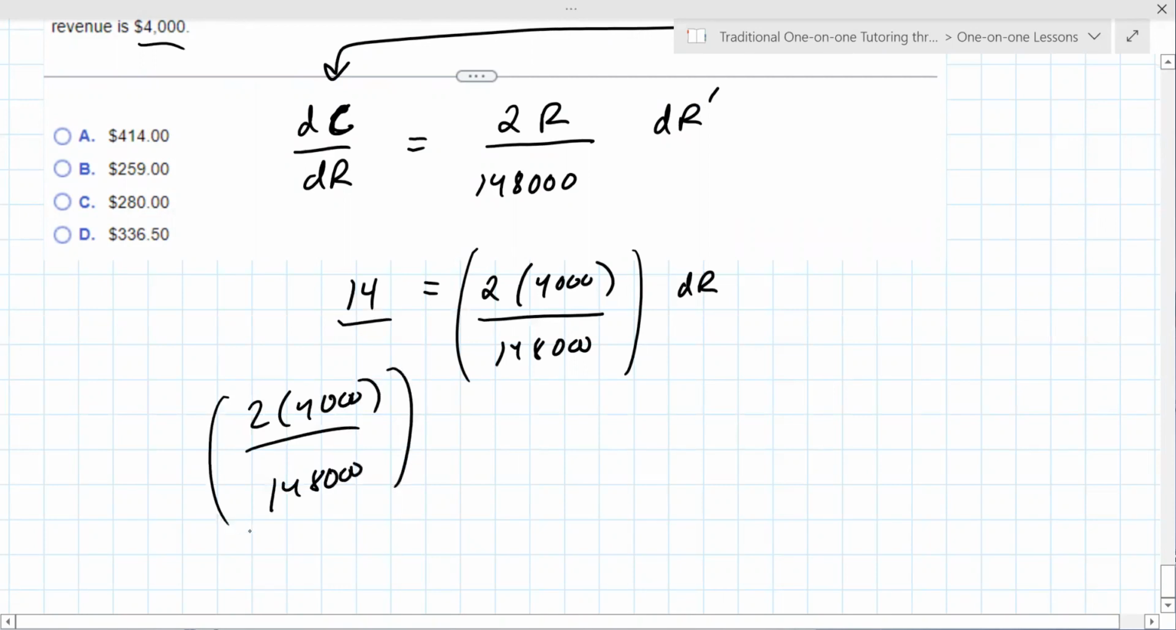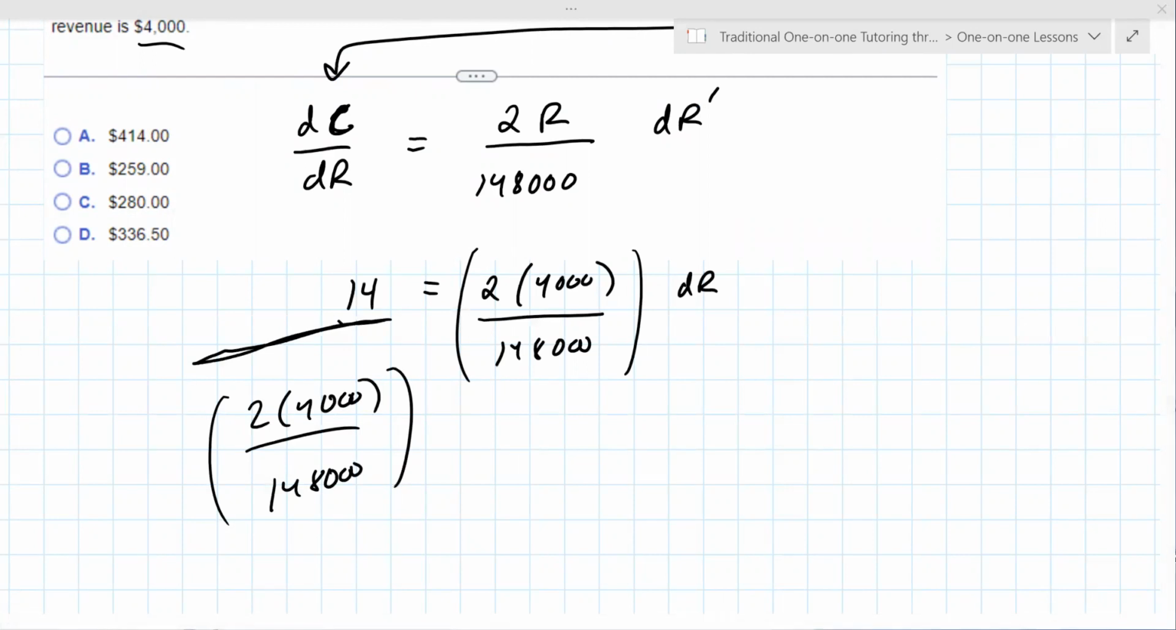We have not seen a question like this. This is different than the ones we've been doing. All right, so I really hope this works out. 4,000 divided by 148,000. Yeah, it ends up being 259. Wow.